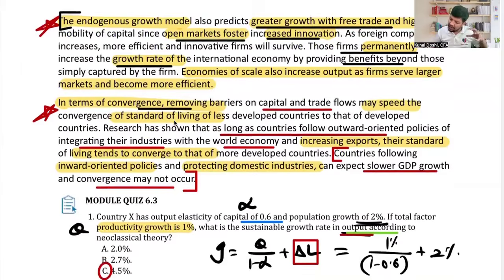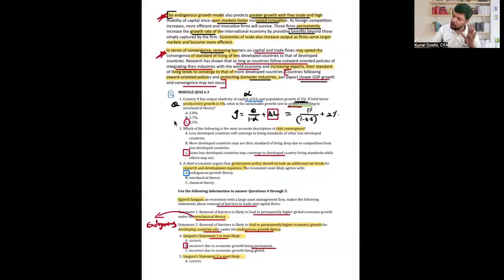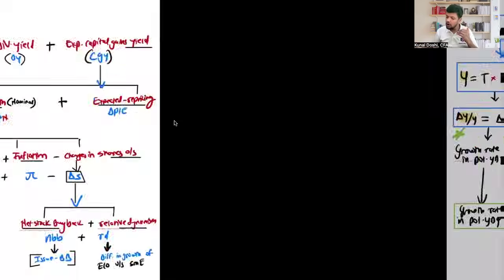Countries following inward-oriented policies, okay, protecting domestic industries, can expect a slower GDP growth rate. So the countries who are actually protecting their domestic industries, putting a lot of restrictions like tariffs, like the US currently, might face a slower GDP growth rate. All right. These are all your formulas that you should know.